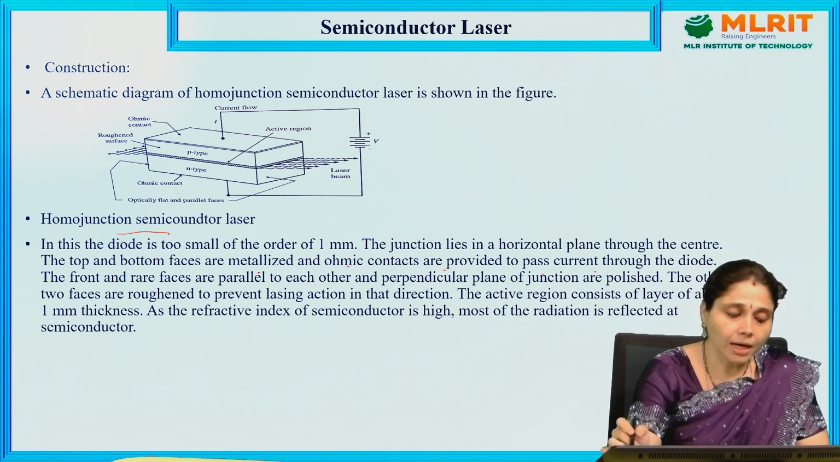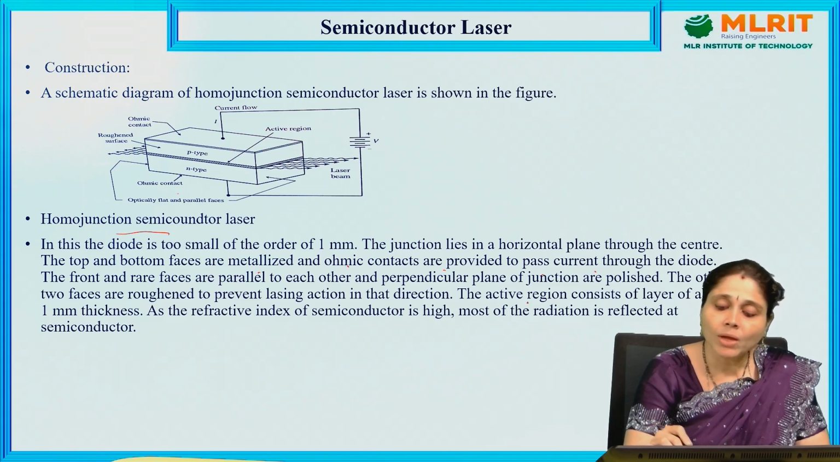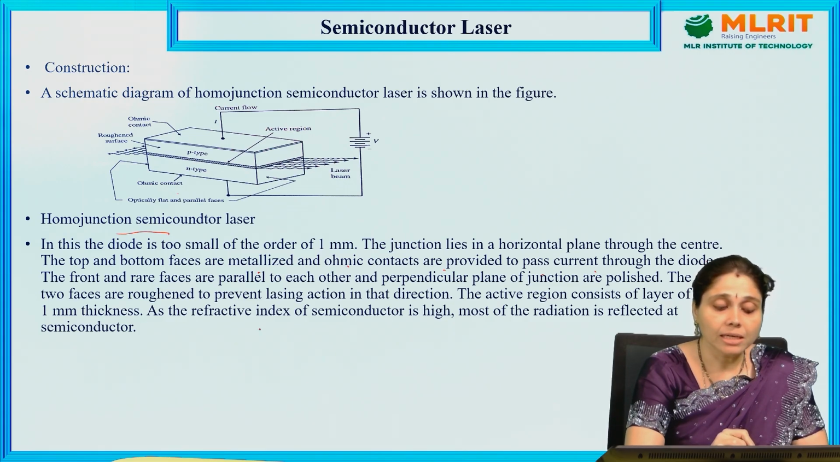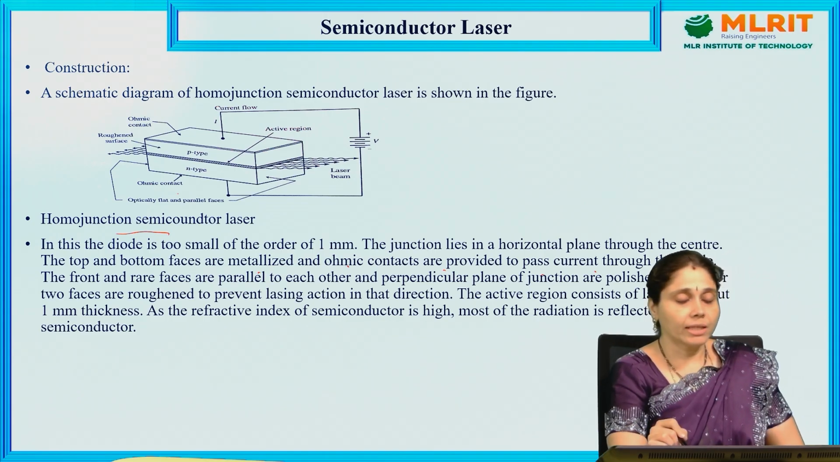The two faces are roughened to prevent the lasing action in that direction. The active region consists of a layer of about 1 micrometer thickness. As the refractive index of the semiconductor is high, most of the radiation is reflected at the semiconductor.